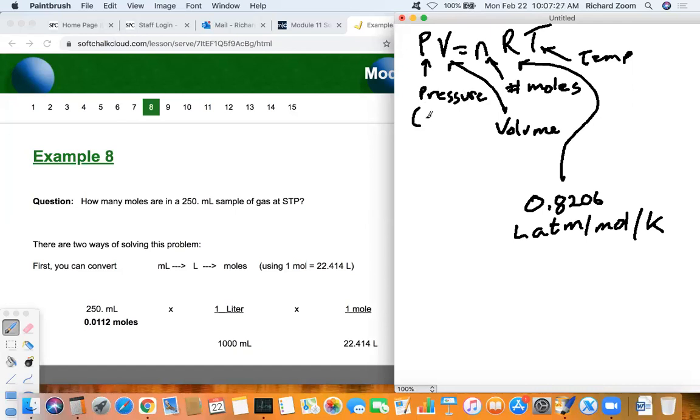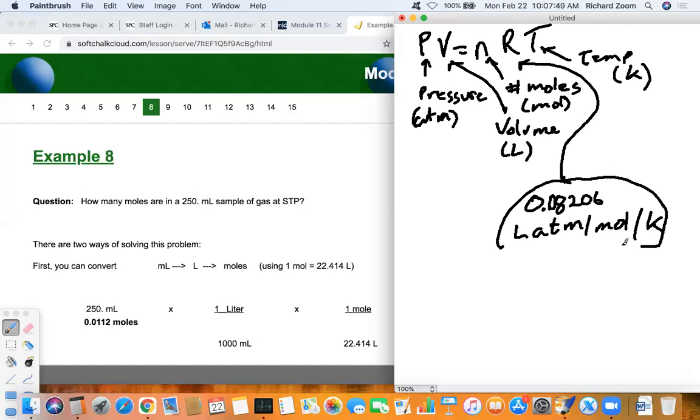So pressure is going to end up being in atmospheres. Volume is going to end up being in liters. Number of moles is going to end up being in moles, and temperature is going to end up being in Kelvin. Oops, it's 0.08206, sorry about that. So that's what R is, and R is always given to you. You don't have to memorize that.